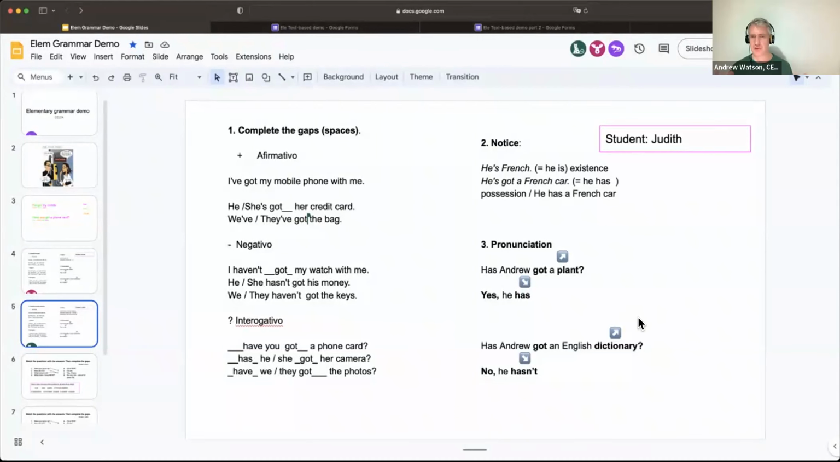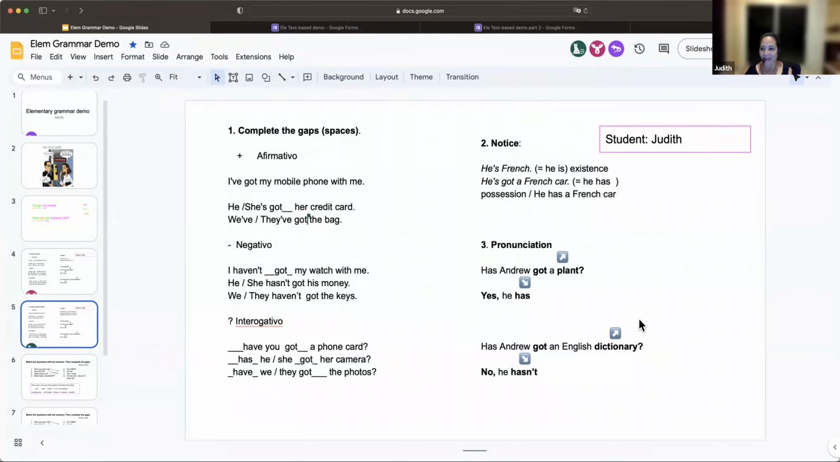Has Andrew got a plan? Repeat. Has Andrew got a plan? Yes, he has. Has Andrew got an English dictionary? No, he hasn't.